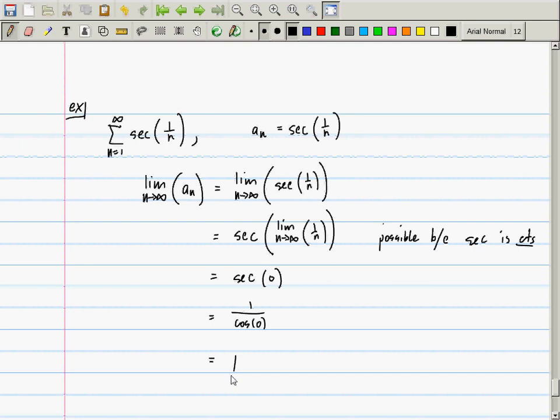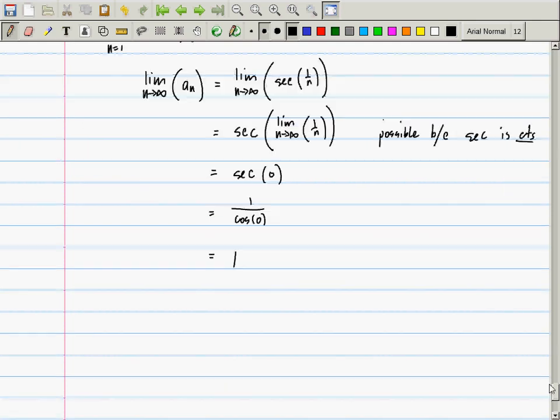Great. So what is the conclusion here? The series diverges. Right, the series diverges. So therefore, the series diverges by the nth term test for divergence. Right, because 1 is not equal to 0. Okay, so any question about this example?